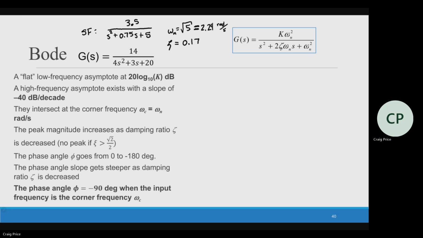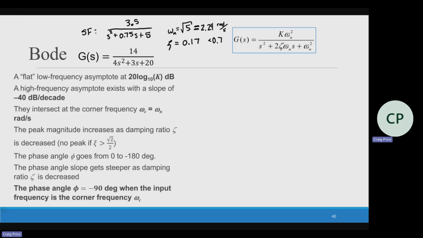So my question is, will this have a bump? No bump? Okay, if this is less than 0.7 or square root of 2 over 2, then we will have a bump. In fact, this is a really small damping ratio. So with the small damping ratio, we're actually going to have a pretty high peak. We are going to have a resonant frequency. It's going to be sizable as far as the magnitude. So that's going to happen.